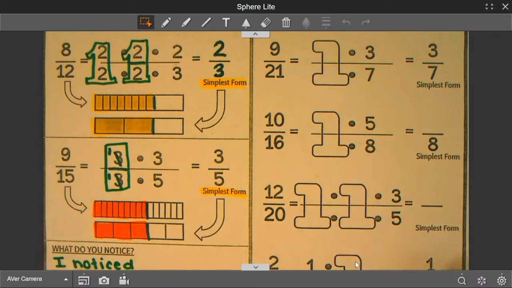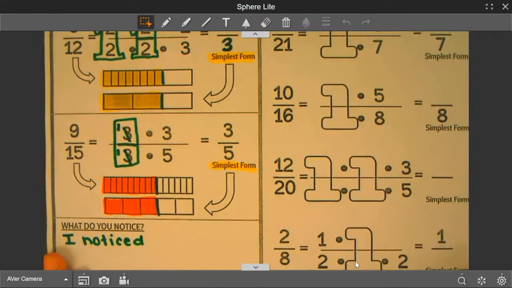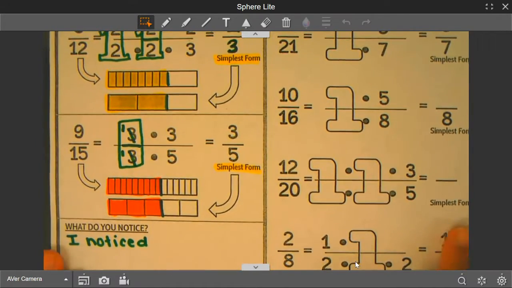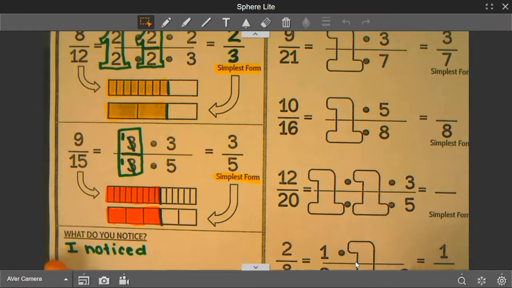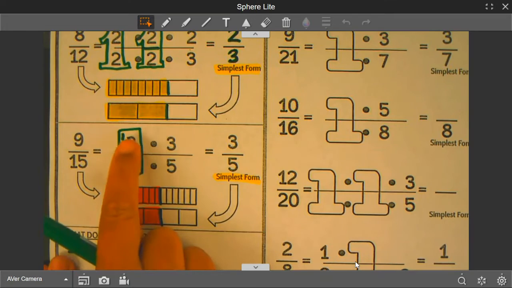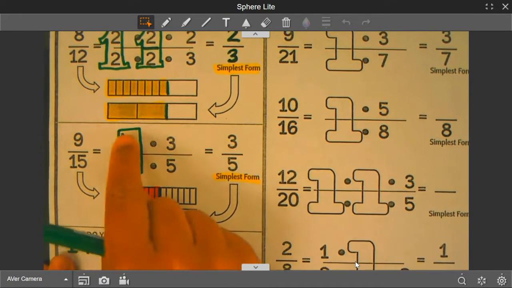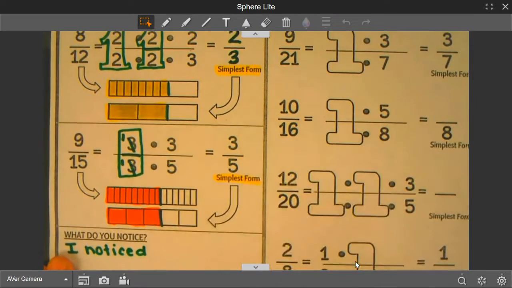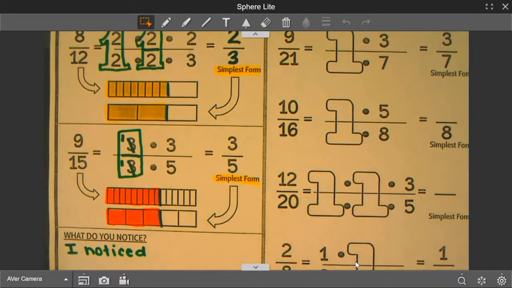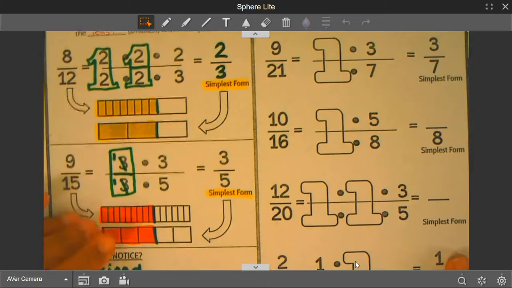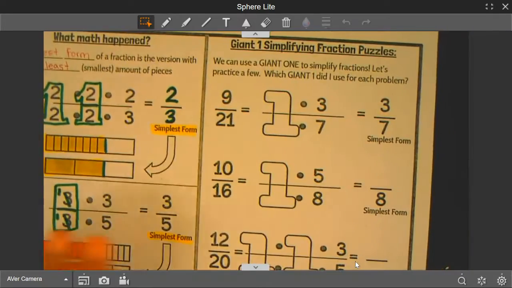Okay, so hopefully that was enough time to write something down, such as, I notice giant 1s are used to simplify fractions. I notice that you write out the factors for both the numerator and the denominator. Then you get the giant 1s to simplify a fraction. Okay? All right. Now let's go ahead and take a look at the right side.